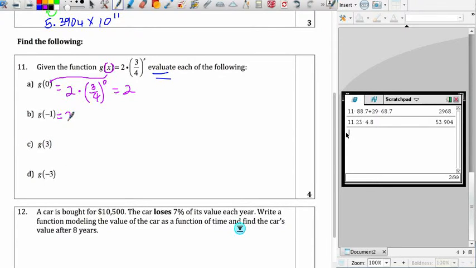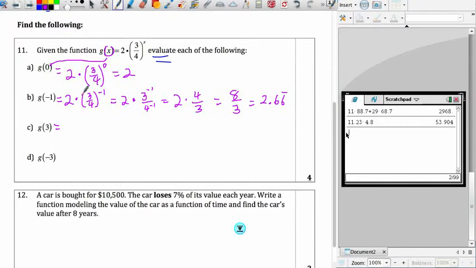g of minus 1, 2 multiplied by 3/4 to the power of minus 1. I'll show the first step. That's going to be 2 multiplied by 3 to the minus 1 over 4 to the minus 1, which is going to give us 2 multiplied by 4 over 3, because of course anything with a negative exponent moves, so the 3 moves to the bottom, the 4 to the top, and I get my final answer of 8 over 3, or if you typed it into the calculator you can use a decimal. That would be fine, and that would give you an answer of 2.66 recurring, or 2.67 if you round off.